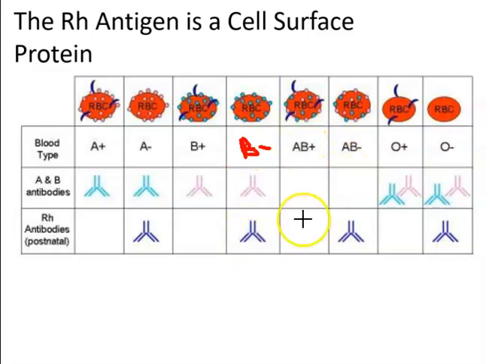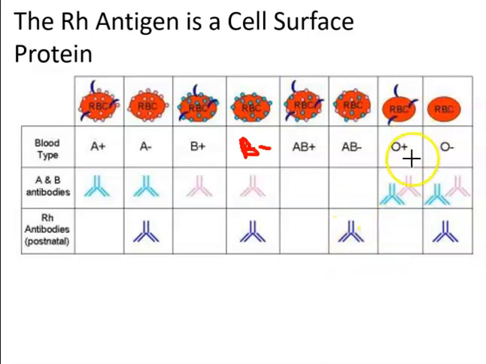AB positive, so both A and B antigens on the surface as well as the Rh antigen. So that means they have no antibodies within their plasma. So again, these patients can be universal recipients. They can receive any blood. Here we see that the patient is AB negative, meaning they do not have the Rh factor. So they will have the Rh antibody postnatally.